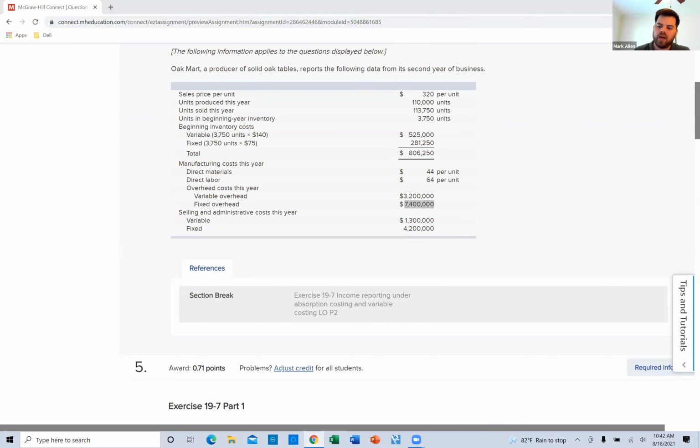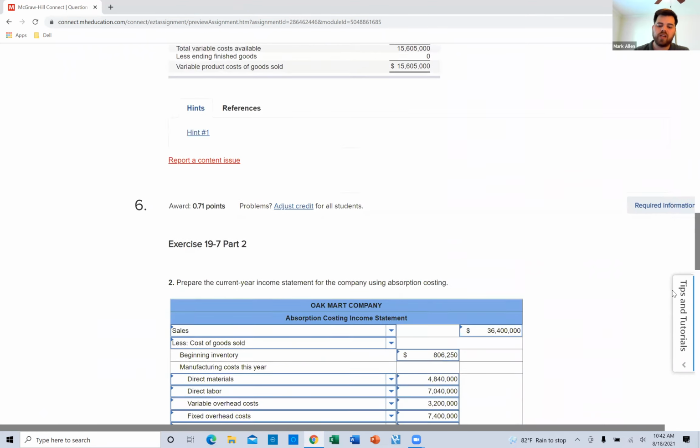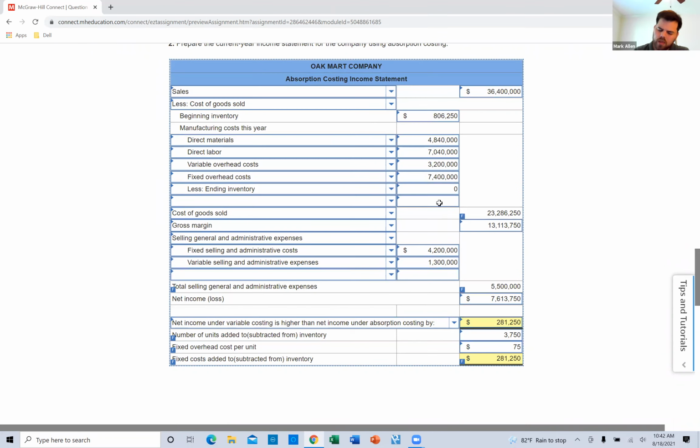So with all of that, we are now able to finish off this section. Much like before, it's the same data set, so we know that we've got no ending inventory. So that number is, of course, 0. Now at this point, we just add up everything that we see there, and we come out to cost of goods sold of 23,286,250. Subtracting that out of our 36,400,000 gives us 13,113,750.